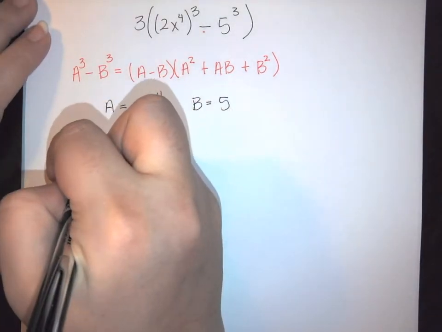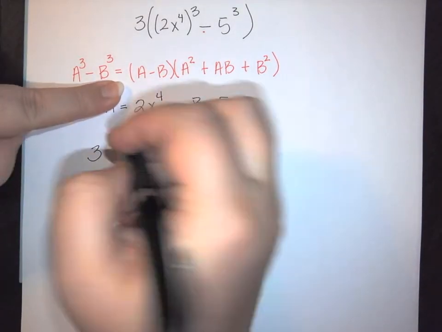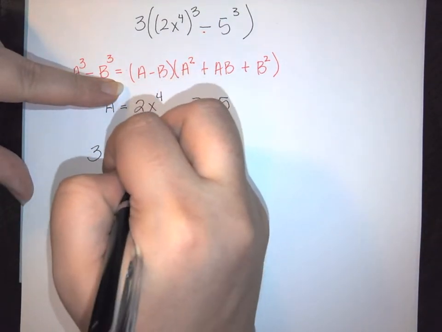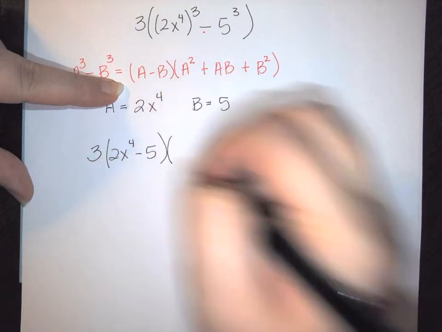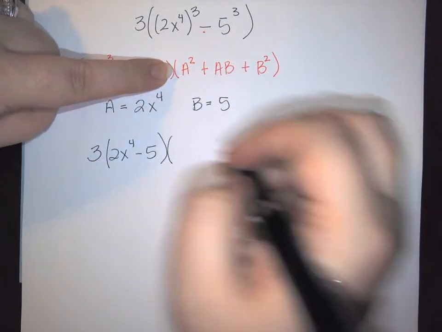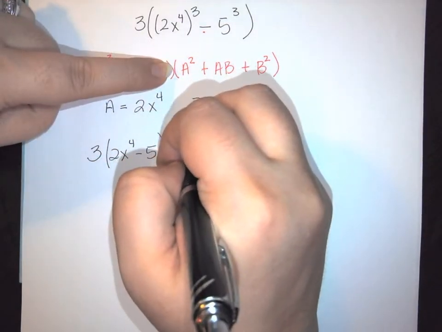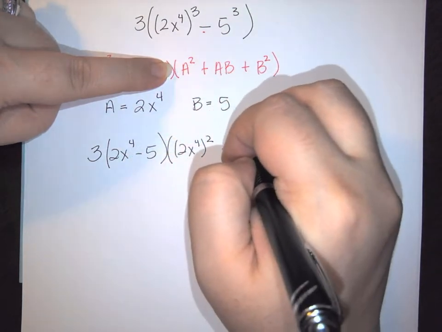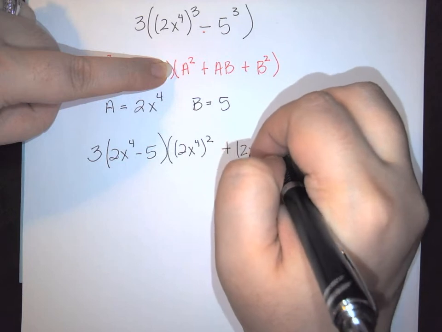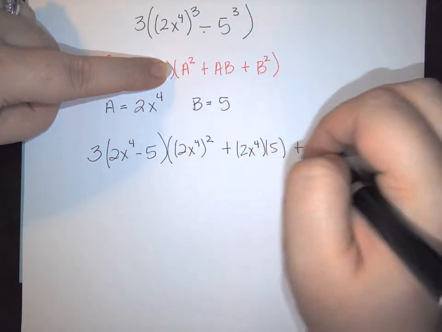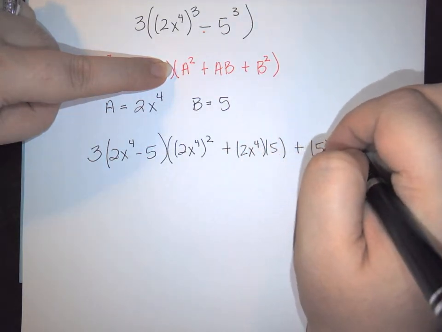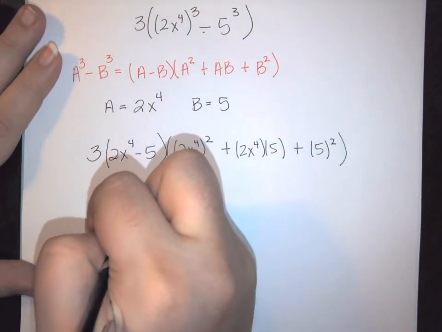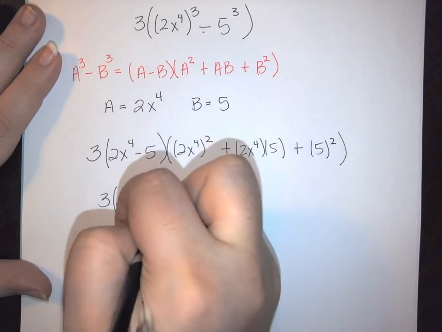So we're going to bring the 3 down. Then we're going to look at the first part. The first part is a minus b, so 2x to the 4th minus 5. Then we're going to multiply that by the second part. So this is going to be 2x to the 4th squared plus 2x to the 4th times 5 plus 5 squared. So here we have 3 times 2x to the 4th minus 5.